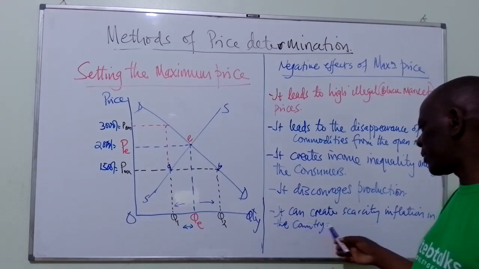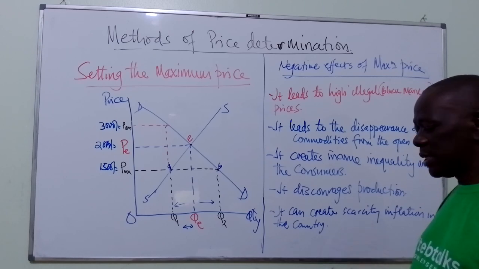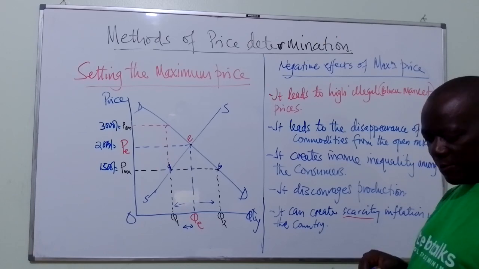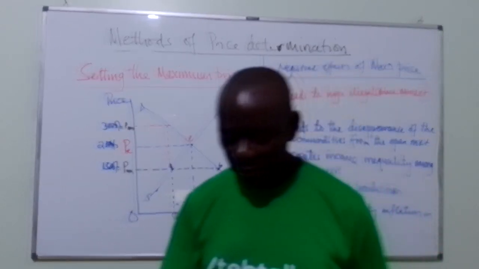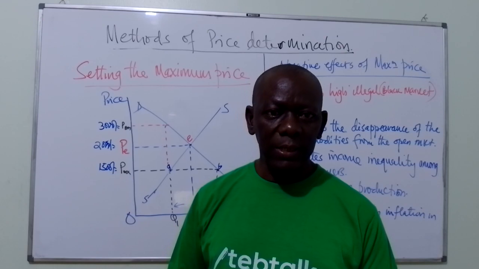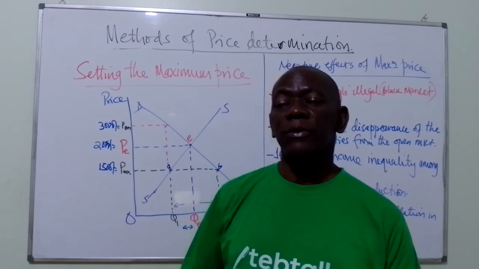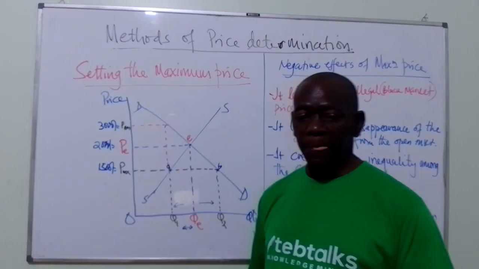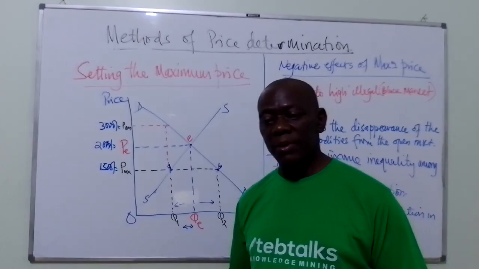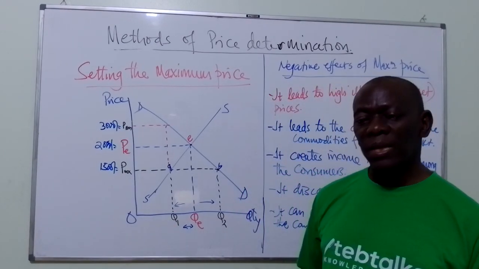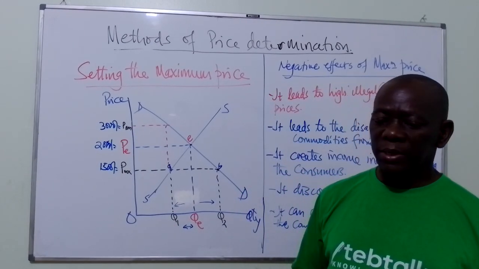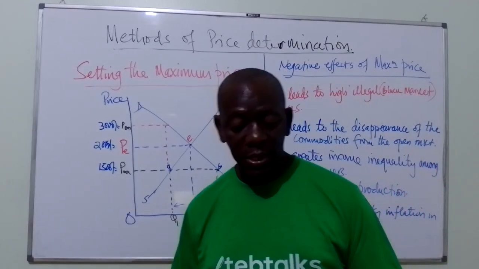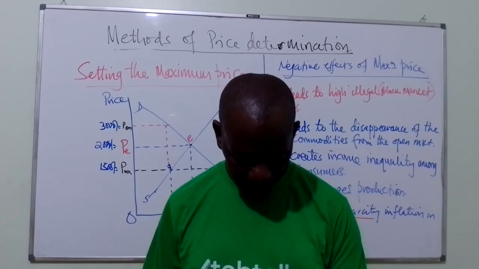Why is this inflation coming into the country? It is called scarcity inflation. The commodities are getting scarce. Why are they getting scarce? They are getting scarce because of the maximum price, which has discouraged the production. Where people are abandoning the production, commodities reduce in supply, and once they reduce in supply, automatically the economy is going to suffer from inflation.